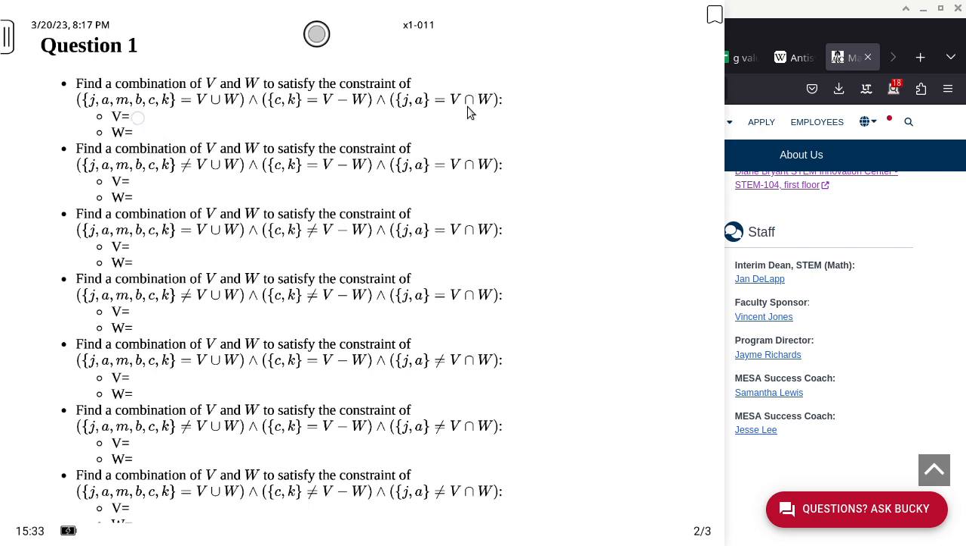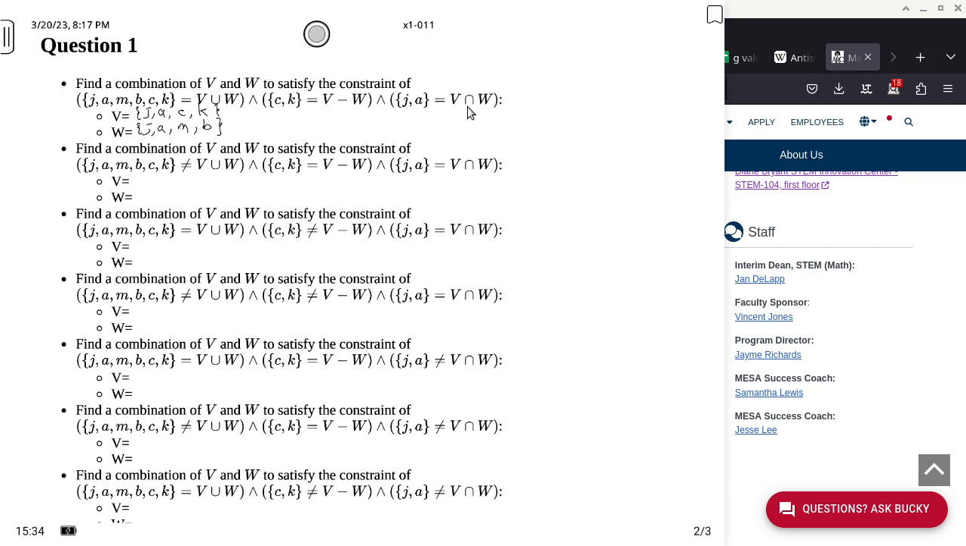So my approach is going to be, we've got J, A here. And then we can only have C and K in V, but not W. So C and K is in V. Now the last constraint is, what about M and what about B? Since they cannot be in V, they have to be in W. So now we have M and B like that. That would be my approach. It doesn't have to be your approach, but that's how I would answer this particular question.